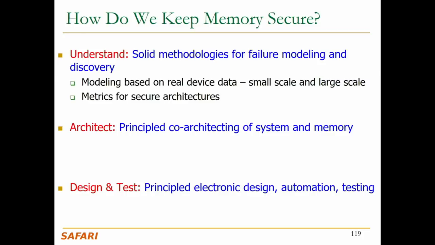I say secure over here, but I think Rowhammer demonstrated that reliability, safety, and security are really very much related to each other in this particular context. On top of this, I believe we need principled co-architecting of the system and memory. We need good partitioning of duties across the stack. So I believe ECC is not a good solution because it's not a good partitioning of the duties for the given problem of Rowhammer. So for each problem, we need to find the good partitioning.